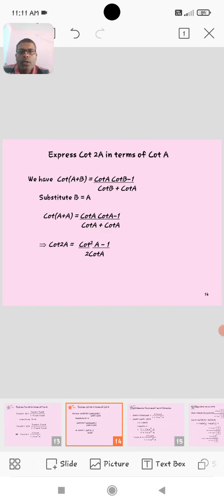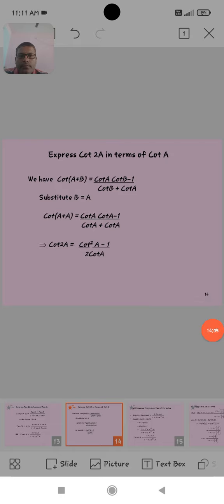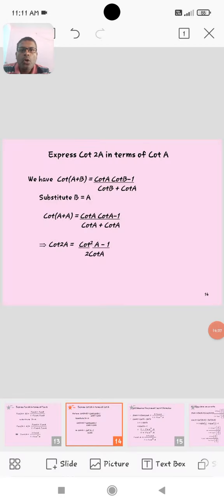Now express cot 2a in terms of cot a. We have cot of a plus b is equal to cot a cot b minus 1 by cot b plus cot a. Now in the same way we substitute b is equal to a. Cot of a plus a is equal to cot a into cot a minus 1 by cot a plus cot a. Now cot 2a is equal to cot square a minus 1 by 2 cot a.